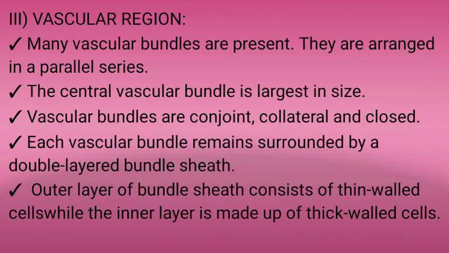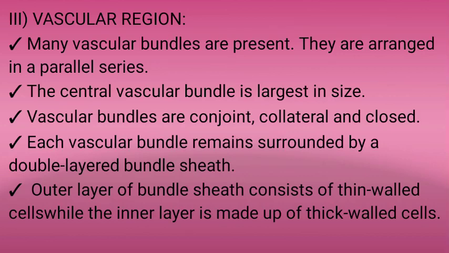Next one, vascular region. Many vascular bundles are present in monocot leaf. They are arranged in a parallel series. The central vascular bundle is largest in size. Vascular bundles are conjoined, collateral and closed. Conjoined in the sense xylem and phloem both are situated on the same radius. Collateral in the sense xylem and phloem are in a 1:1 ratio, and closed vascular bundles means there is no cambium or differentiation between xylem and phloem.